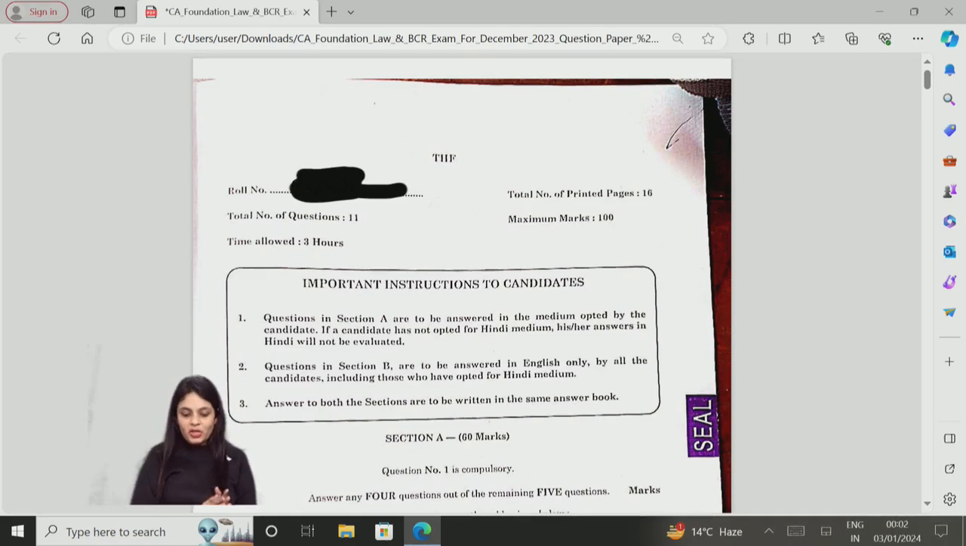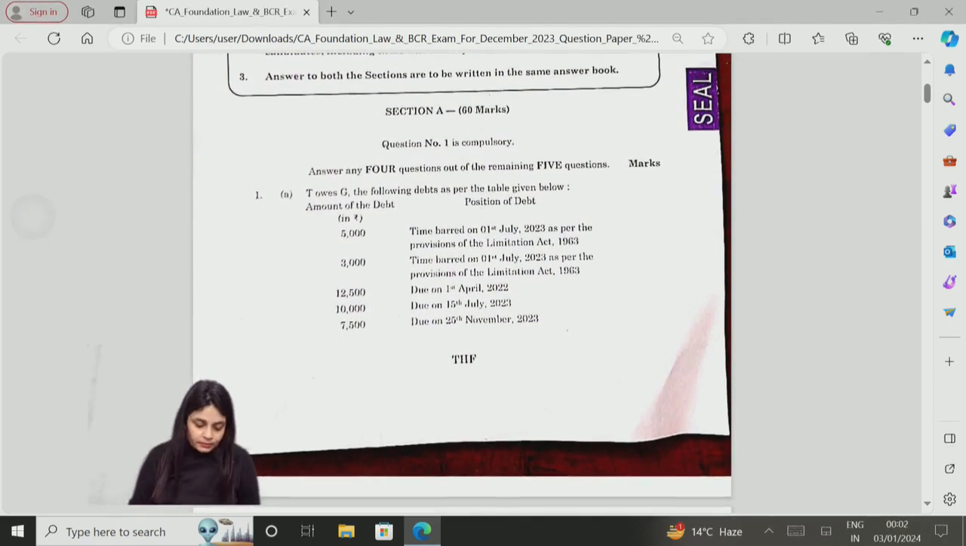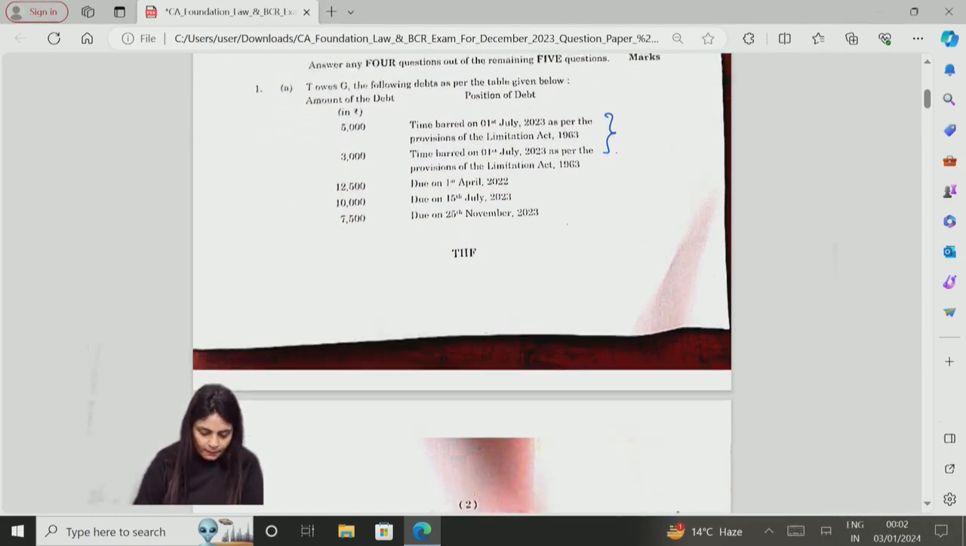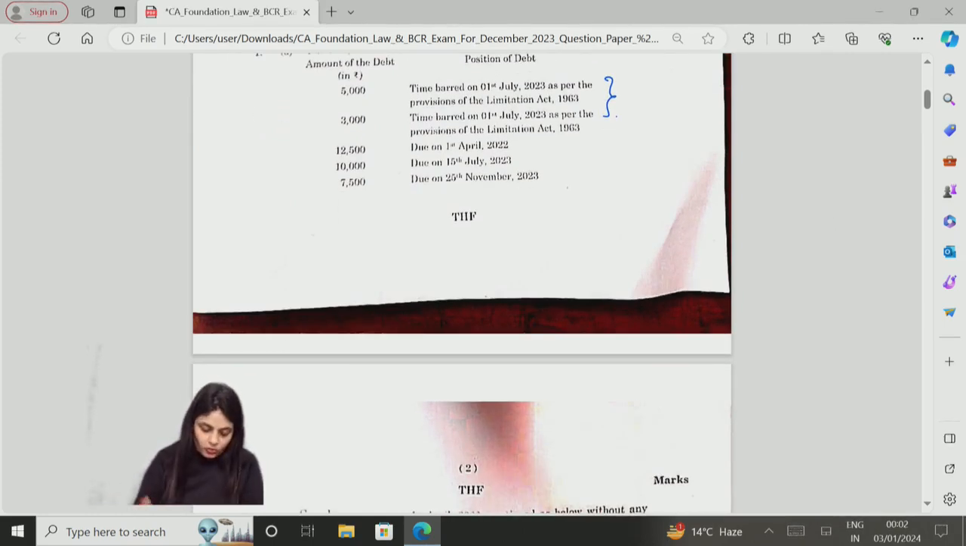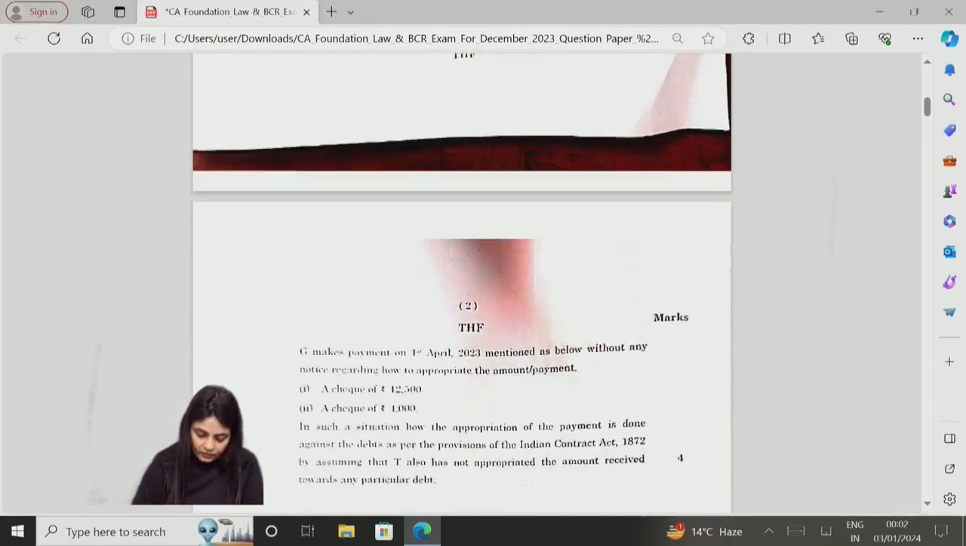Now let's actually go through the questions and see what all were the questions and what should be the answers for the questions. So starting with the first one. He owes G the following debts as per the table given below. So basically the first two debts are time bound and the rest two are still yet to be paid. G makes a payment on 1st April. Okay, not yet to be paid, for some details have already arrived.